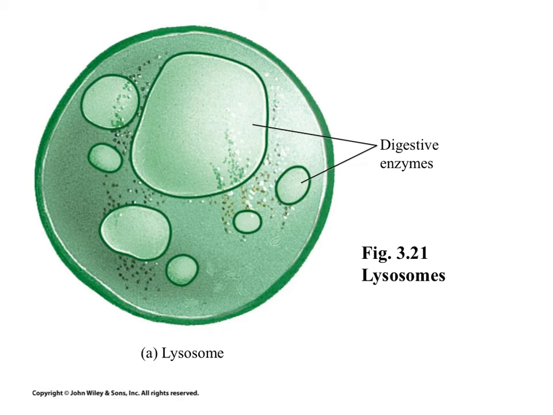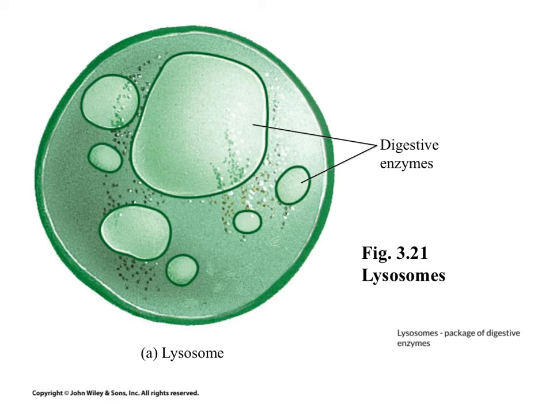Okay, the next thing that we'll talk about are lysosomes. You can see the picture of the lysosome right here, and the lysosome is a package of enzymes, and they are actually digestive enzymes. So if something comes into the cell that needs to be gotten rid of, it can fuse with the lysosome. The lysosome can digest it up and then get rid of it.